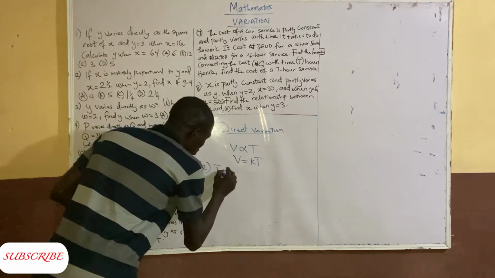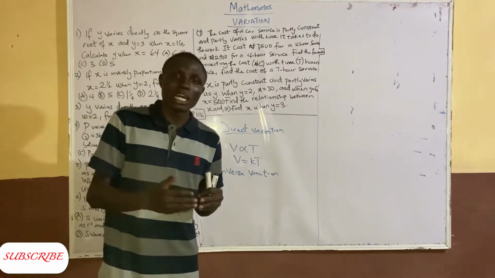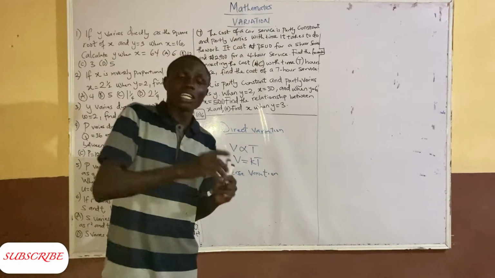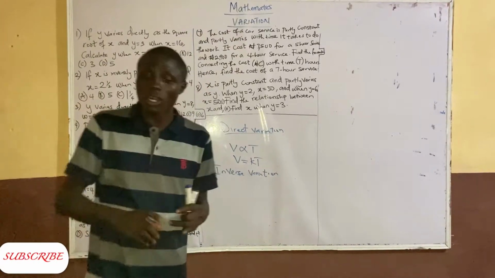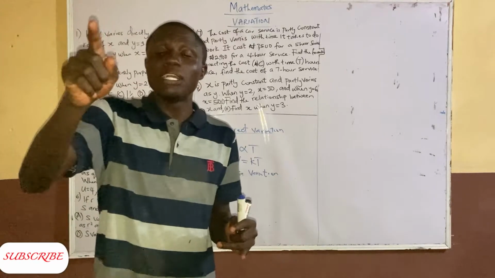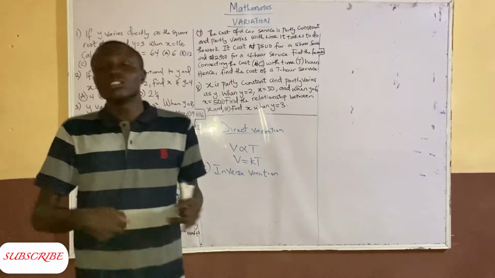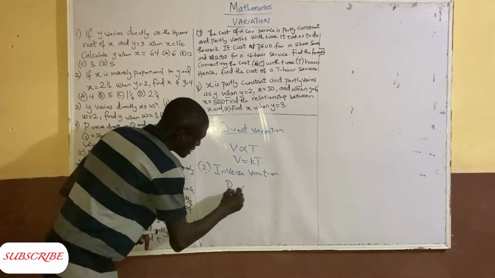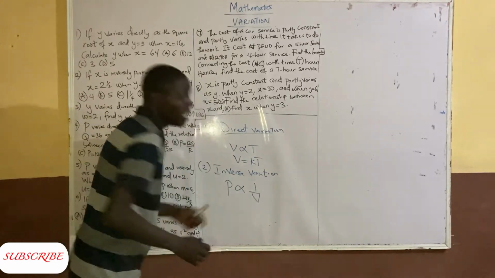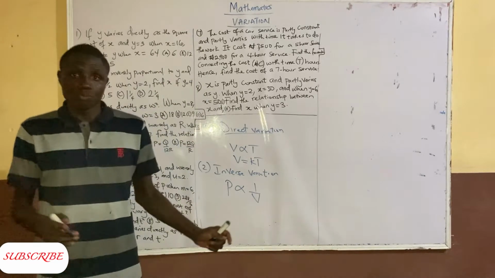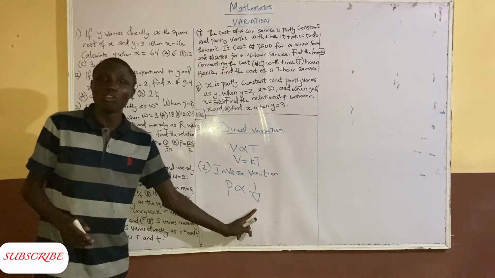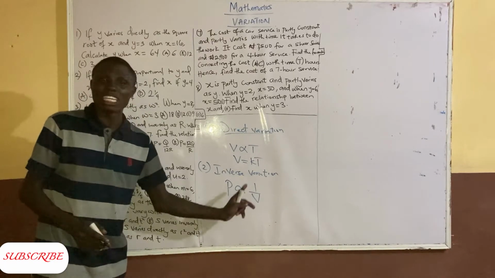Inverse variation. Inverse variation is such a way that as the first one is increasing, the other one is decreasing. The opposite of what is happening to the first one is happening to the second one. So what do I mean by that? For instance, when we take P is inversely proportional to V in Boyle's law. As you increase the volume, the pressure will decrease because it's an inverse relationship.